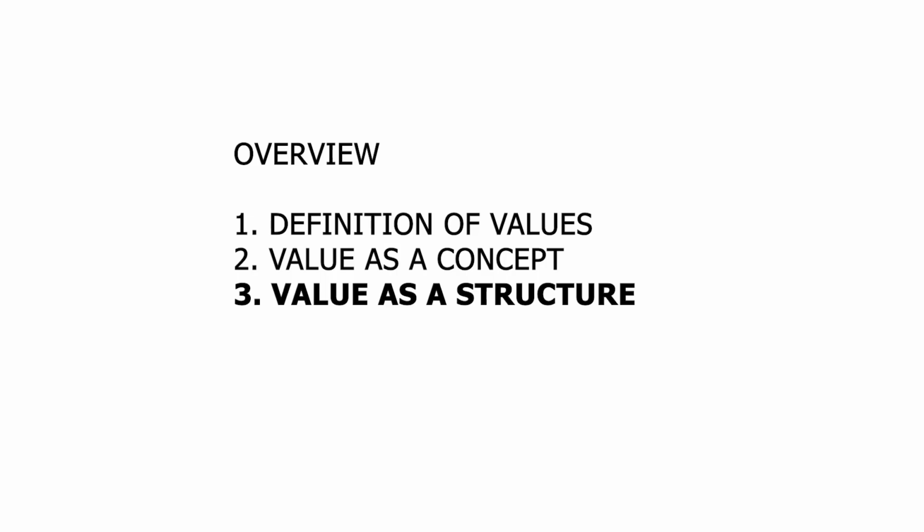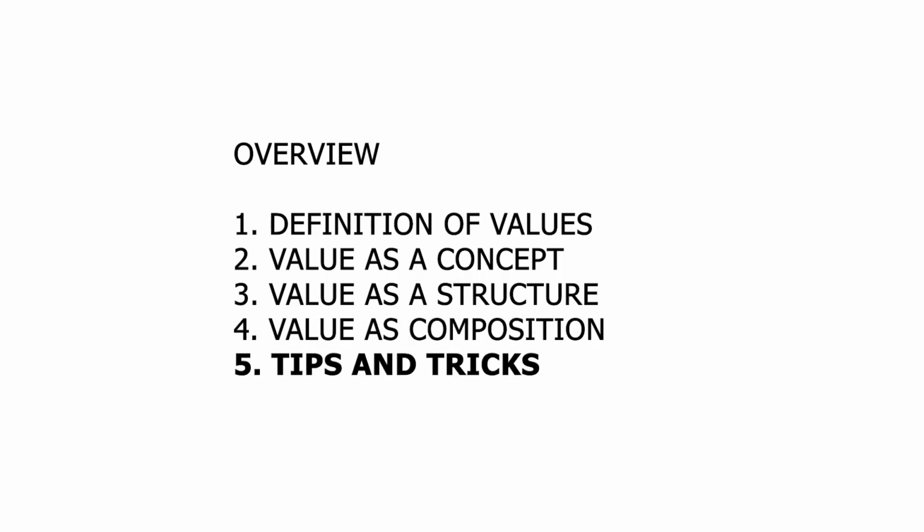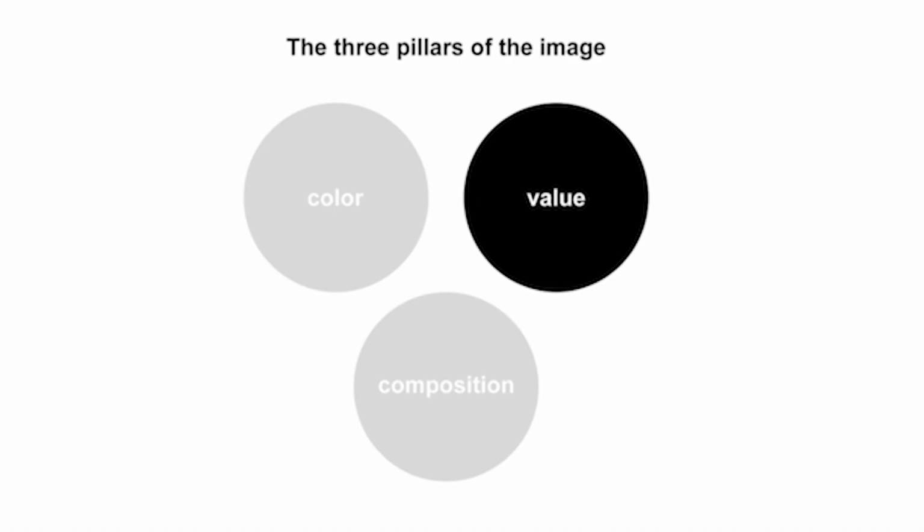Then we'll talk a bit about value as composition. This is also interesting to see how you can enhance your composition, taking some skills that we learned from Andreas in the previous workshop, and then how you can enhance that. And the sixth part is tips and tricks. So what's here in the toolkit? We already know the image is about color, value, and composition.